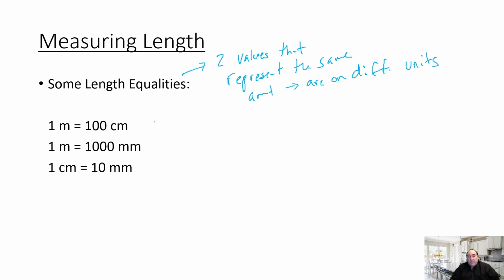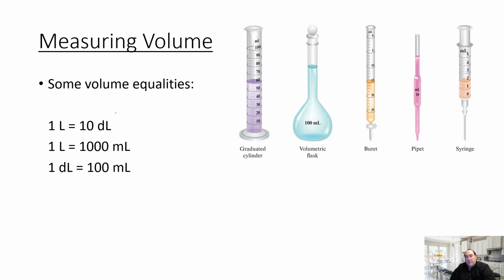So these are very common ones that I think we touched upon earlier in the previous lecture. 1 meter is 100 centimeters. 1 meter is 1,000 millimeters. And I think when we're looking at the ruler there, 1 centimeter is 10 millimeters. So those are very common conversions that we deal with a lot.